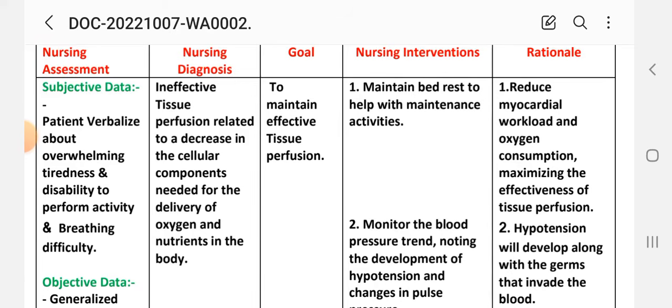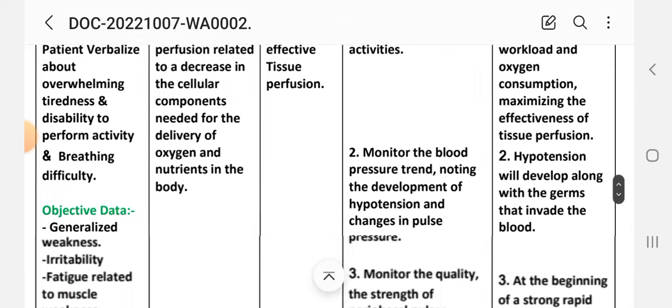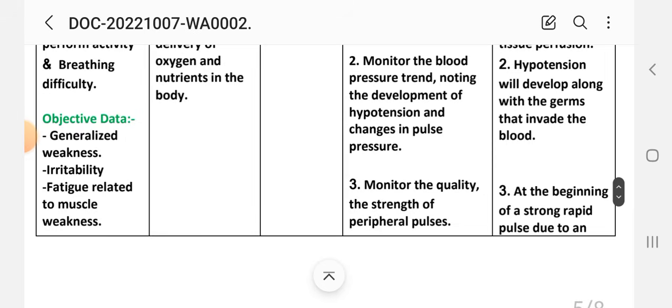Goal will be to maintain effective tissue perfusion. Nursing intervention, rationale. The first intervention: maintain bed rest to help with maintenance of activity. Rationale will be to reduce myocardial workload and oxygen consumption, maximizing the effectiveness of tissue perfusion. Number second intervention: monitor the blood pressure trend, noting the development of hypotension and change in the pulse pressure. Rationale will be that hypotension will develop along with the germs that invade the blood.